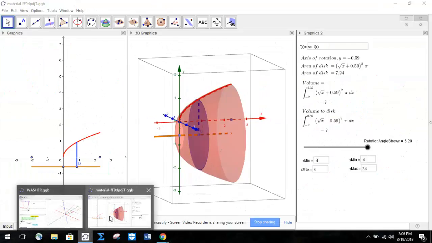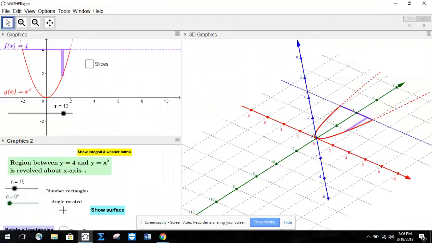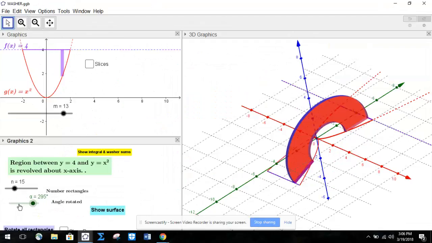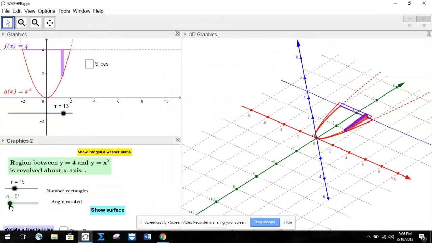But if my boundary line is not an axis of rotation, it creates the washer, which has a hole in the middle. Okay? So I just want you to have an idea of what this all is going to look like. Because tomorrow we're going to go straight to how to handle it mathematically.